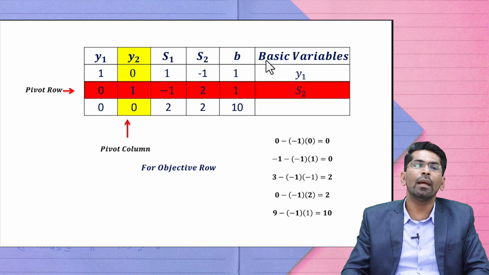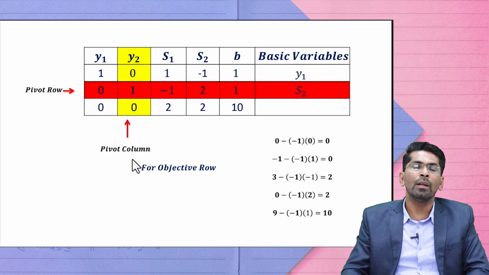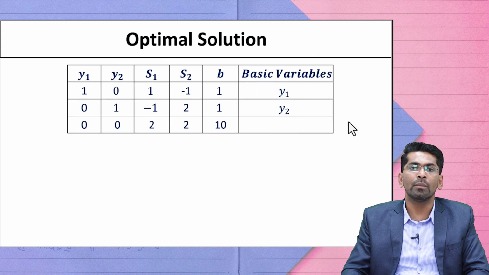Once all the values of the new table are calculated, now we are replacing the departing variable by using the entering variable. The entering variable corresponds to the pivot column. What is the variable here? It is y2. We are going to consider y2 as the entering variable. What is the departing variable here? Corresponding to the pivot row, here we have the basic variable, that is s2, and this s2 we are going to replace by using the entering variable, that is y2. So s2 can be replaced by using y2.